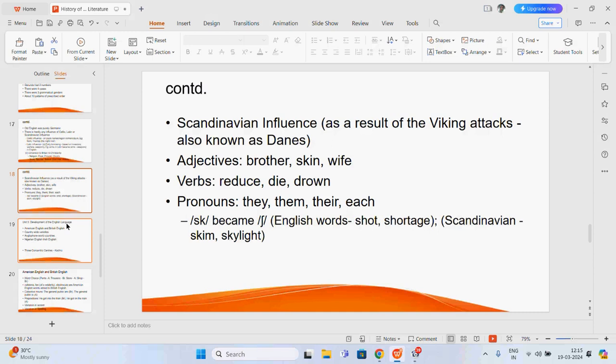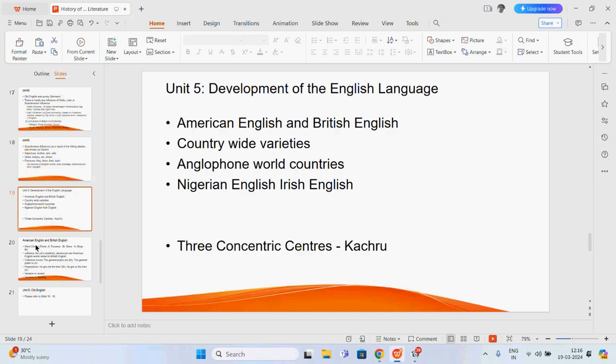On your screen, there is a last bullet point. We are talking about sounds, the sk sound and the sh sound. Those are phonetic symbols. You will learn more about phonetic symbols in your course, The Structure of Modern English, when we discuss phonetics. So short, shortage with the sh sound, and the sk sound as in skim, skylight, are examples from Scandinavian influence. All this seems difficult, very strange, because this is something that we are not used to.